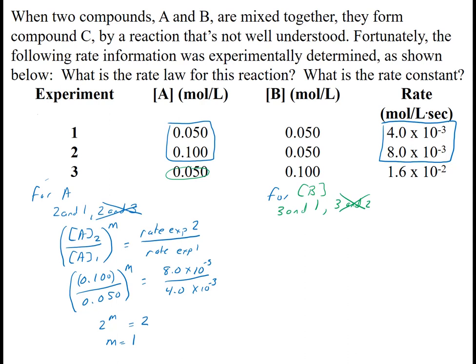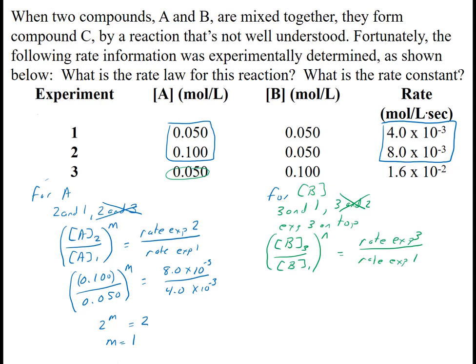And then I want the highest concentration. Now that I've decided that, I don't need to look at A anymore. I'm just looking at B. So the one with the highest concentration is 3. So experiment 3 on top. And so it's going to be the concentration of B for experiment 3 over the concentration of B for experiment 1 raised to the, since I'm doing B, it's N this time. And then it's rate for experiment 3 over rate for experiment 1.